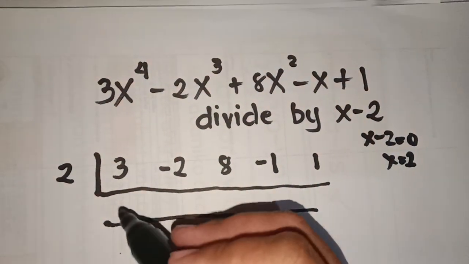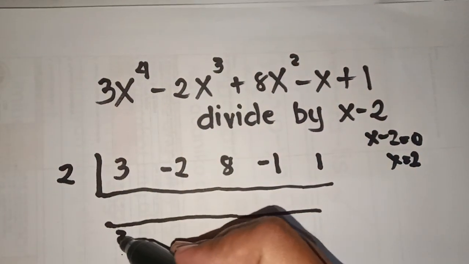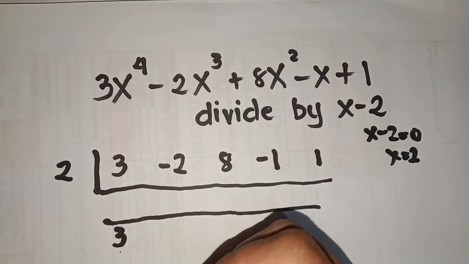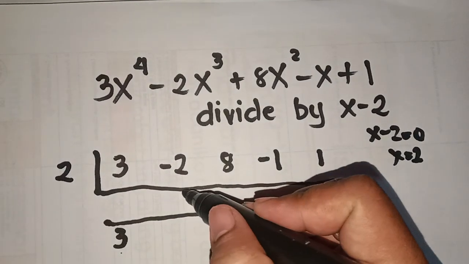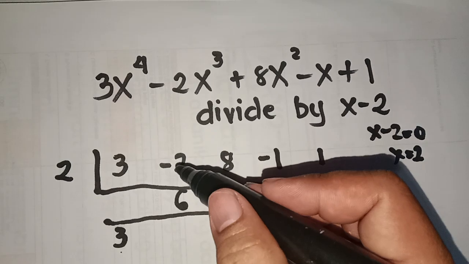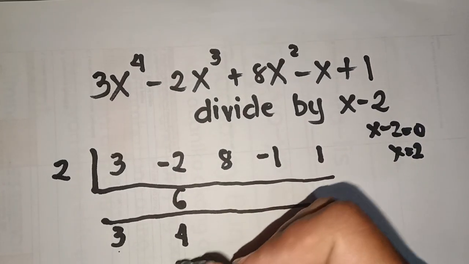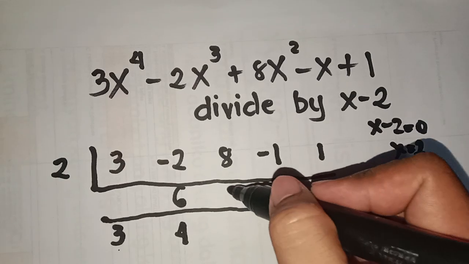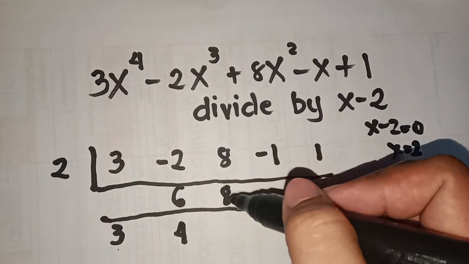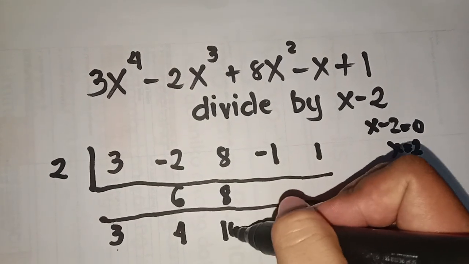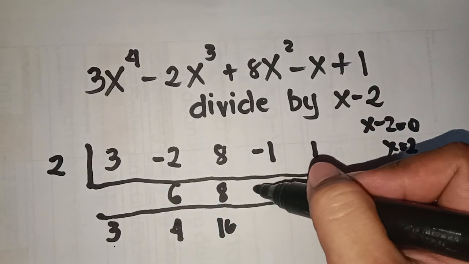Okay, so bring down 3. This is always 3 times 2 is 6. Negative 2 plus 6 is 4. Copy the sign of the larger number. 4 times 2 is 8. And 8 plus 8 is 16. 16 times 2 is 32.